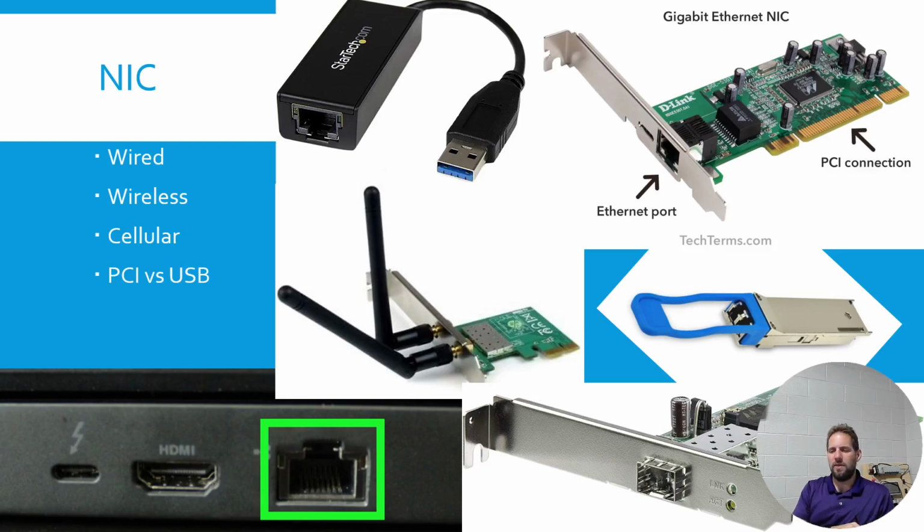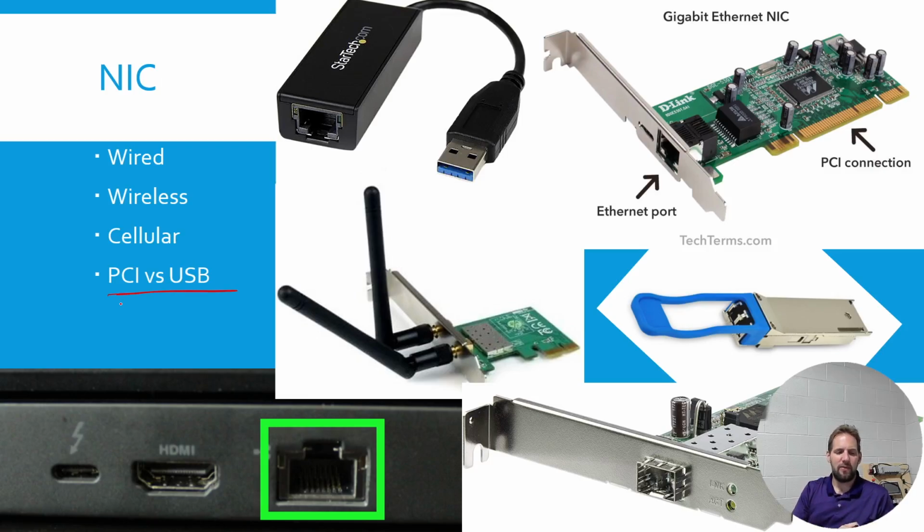To go along with this, we have network cards, or network interface cards, NICs. There are 4 main options. There's wired, there's wireless, and there's cellular. I guess there's 3. And then we also have, are they PCI based or USB based? So the speed of your NIC is based on the controller that's built into that device. Now that is going to be where this PCI versus USB comes into play.